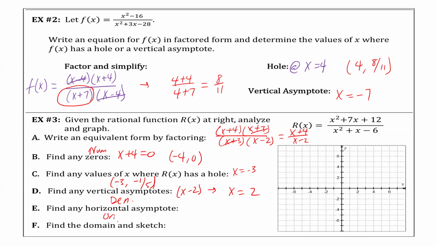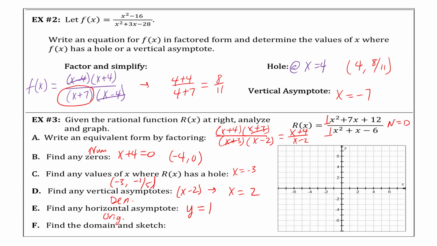Horizontal goes back to the original. Horizontal is based off of the degrees of your numerator and your denominator. If they are equal, it's just the 1 over 1, your leading coefficient. And what is our leading coefficient in both of them? So our horizontal asymptote is at y equals 1. If the degree of the numerator equals the degree of the denominator, you're only going to use your leading coefficients. If it's less than, then it's, there you go.